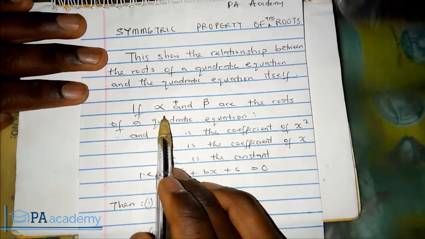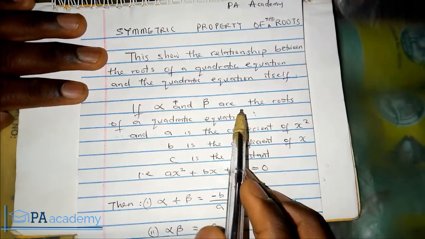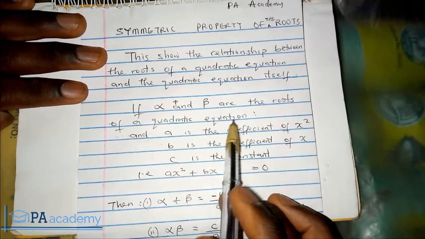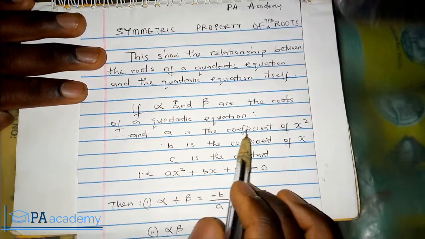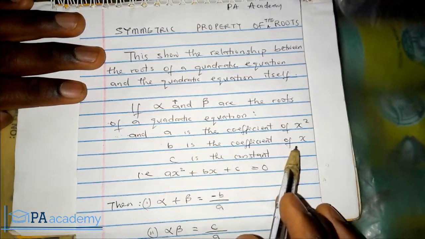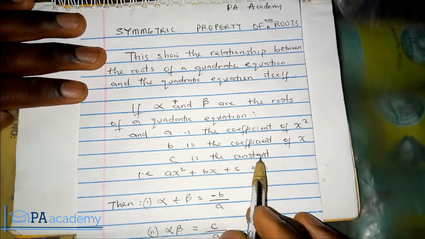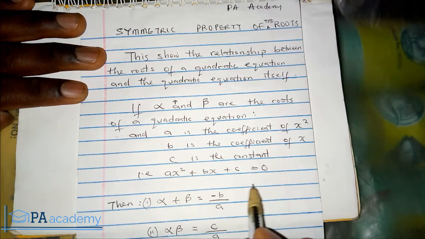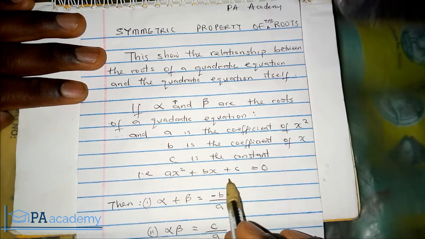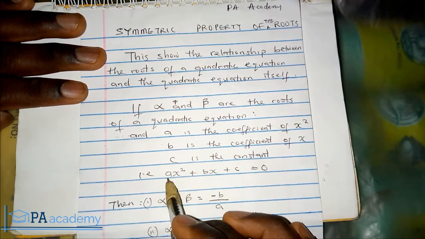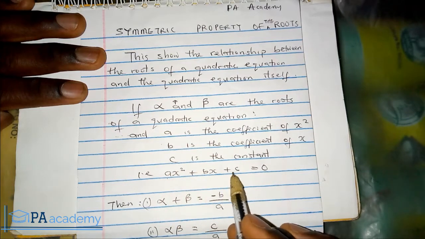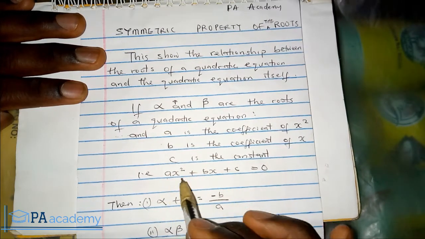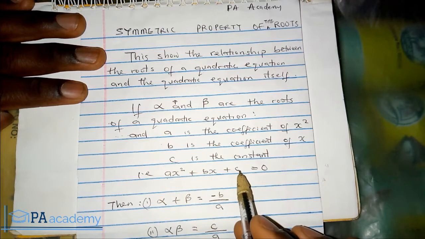It says if alpha and beta are the roots of a quadratic equation, and a is the coefficient of x squared, b is the coefficient of x, and c is the constant. That's this quadratic equation. If you watch the previous part of this video, you understand what this means: ax squared plus bx plus c. So this is also a quadratic equation. This a, b, and c are representing numbers.